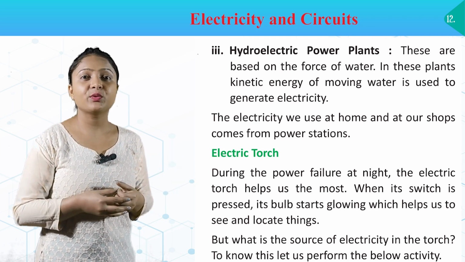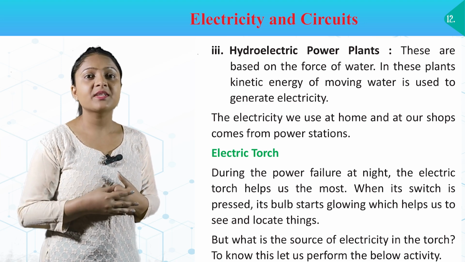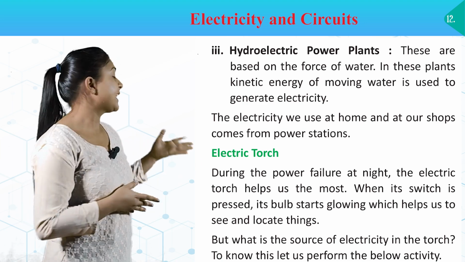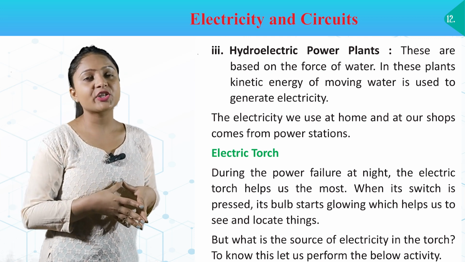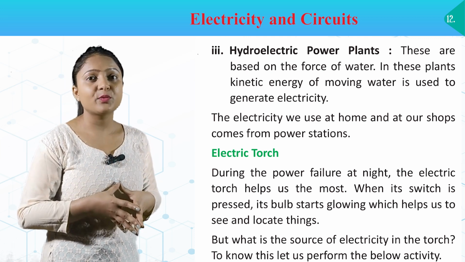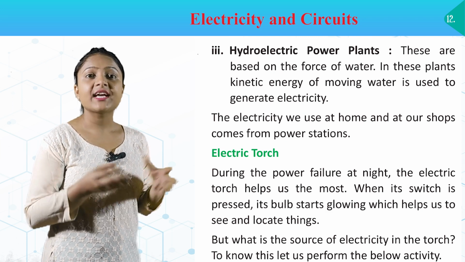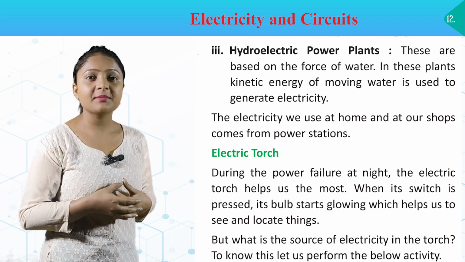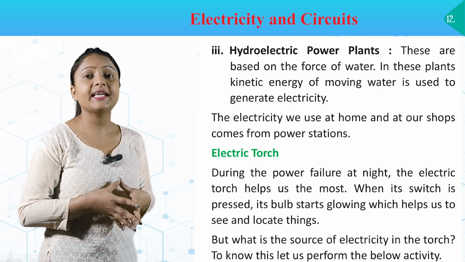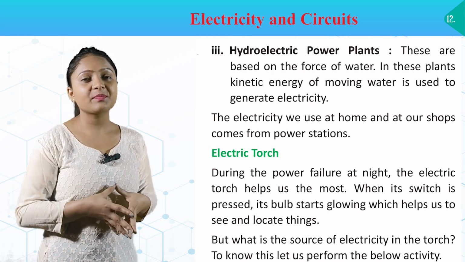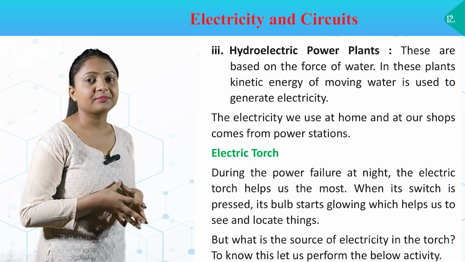The electricity we use at home and at our shops comes from power stations. Electric torch. During a power failure at night, the electric torch helps us the most. When its switch is pressed, its bulb starts glowing, which helps us to see and locate things. But what is the source of electricity in the torch? To know this, let us perform the below activity.